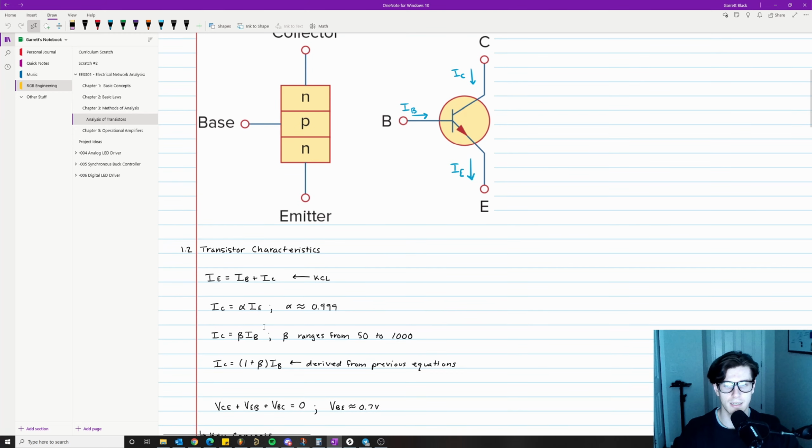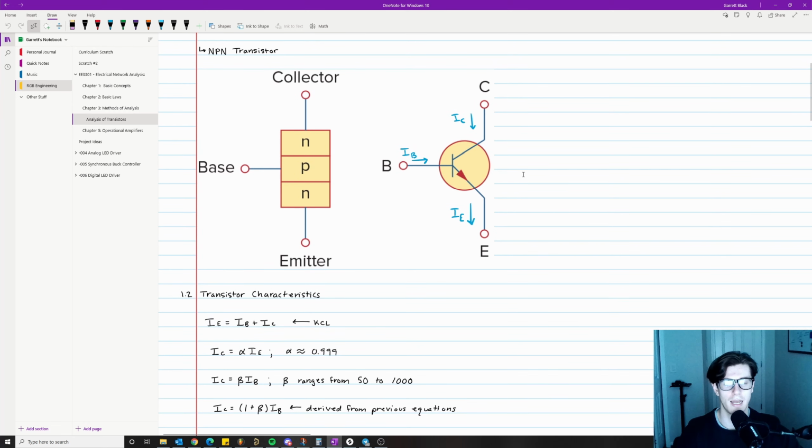The next key equation is that the current flowing into the collector is equal to alpha times the current flowing out of the emitter, IC = α × IE, and alpha is roughly 0.999. What this basically means is that you should have minimal losses between the current flowing into the collector and the current flowing out of the emitter. So this should be more or less a lossless switch. But just know the difference between your collector current and your emitter current should be minimal.